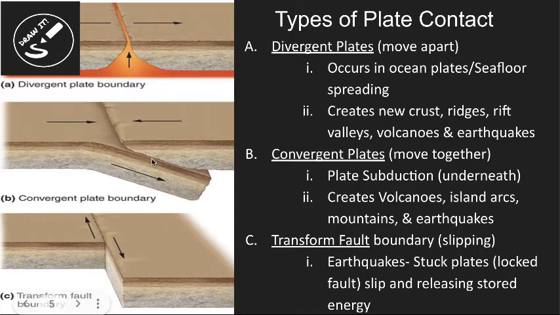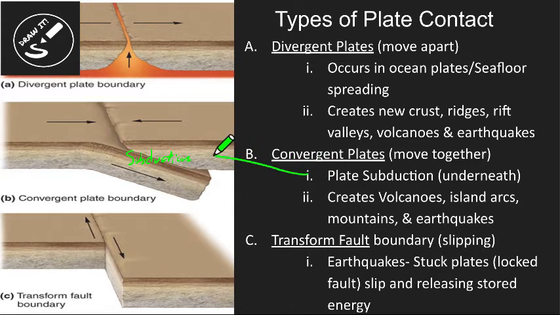The next type of plate interaction is convergent boundary, converge, come together. We see when plates come together, one is going to typically slide underneath the other, and this is referred to as plate subduction. So what we have here is the subduction that's occurring, all right?